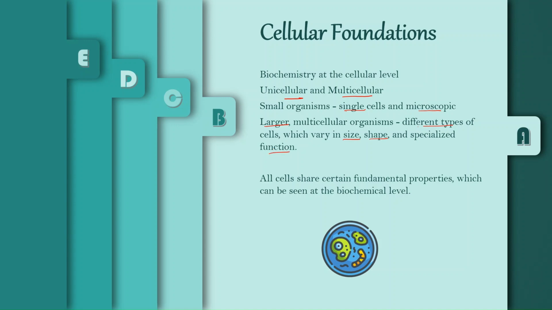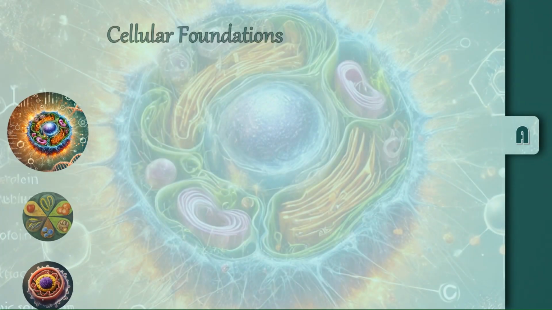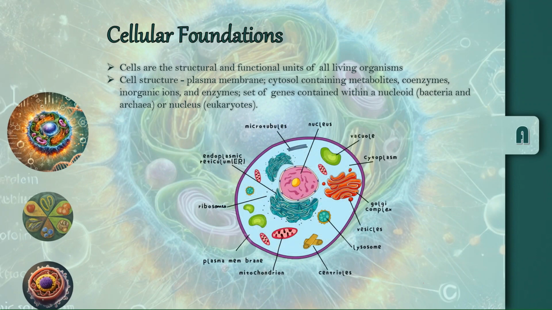However, all the cells share some fundamental properties which can be seen at the biochemical level. So let's dive deeper into this. We all know that cells are the structural and functional unit of all living organisms. The plasma membrane defines the periphery of the cell. The plasma membrane is composed of proteins and lipid molecules that form a hydrophobic barrier around the cell. This barrier gives free passage to the inorganic ions.